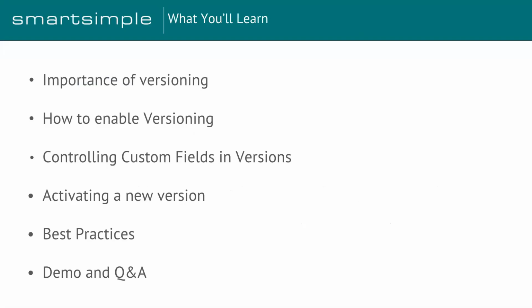We'll also look at controlling custom fields in versions, activating a new version in a UTA, the best practices for versioning and changing custom fields, and we'll go through a little demo and Q&A session. I'll demo what we talked about in our demo system, and then you can ask me any questions that you have. If you have questions while I'm speaking, you can always just type those out too, and we'll go through them.